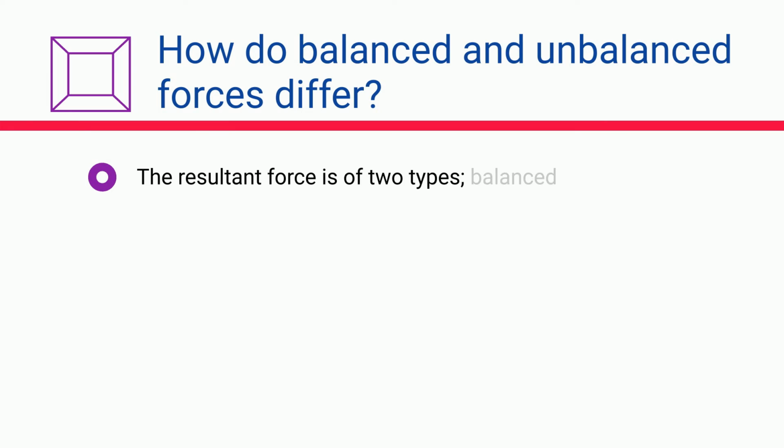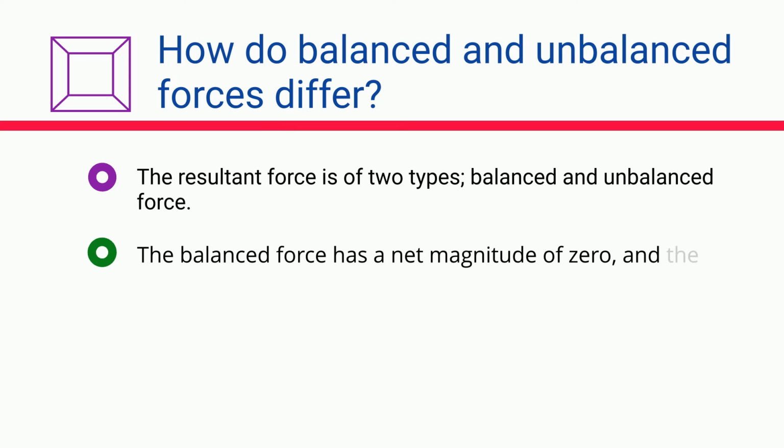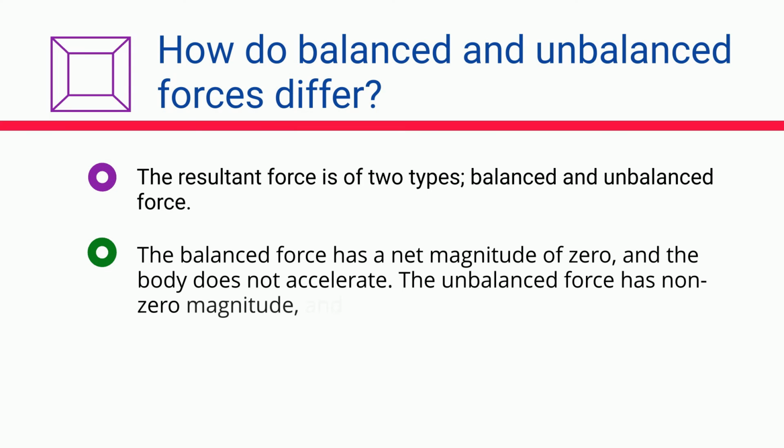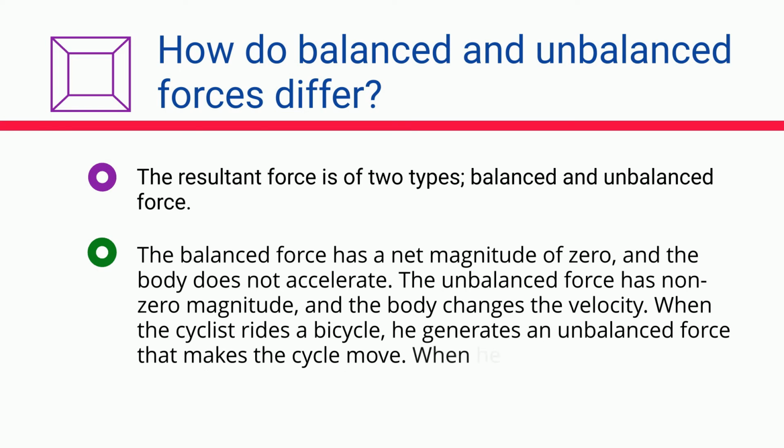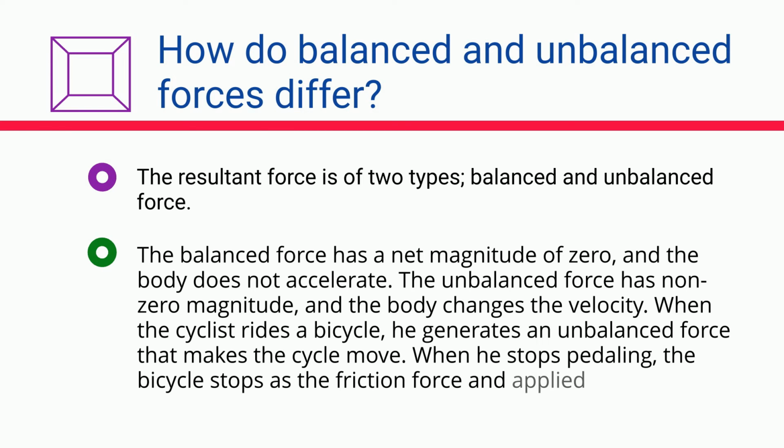How do balanced and unbalanced forces differ? The resultant force is of two types, balanced and unbalanced force. The balanced force has a net magnitude of 0 and the body does not accelerate. The unbalanced force has non-zero magnitude, and the body changes its velocity. When the cyclist rides a bicycle, he generates an unbalanced force that makes the cycle move. When he stops pedaling, the bicycle stops as the friction force and applied force get balanced.